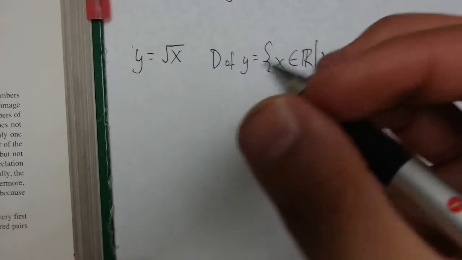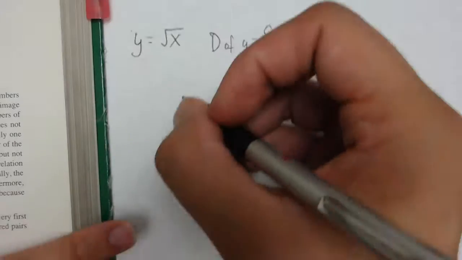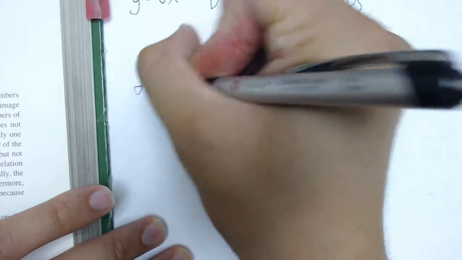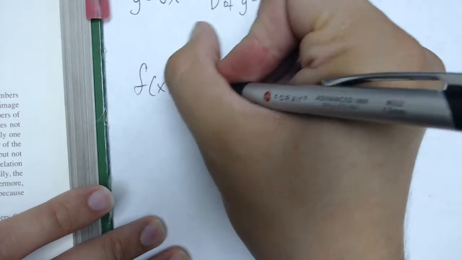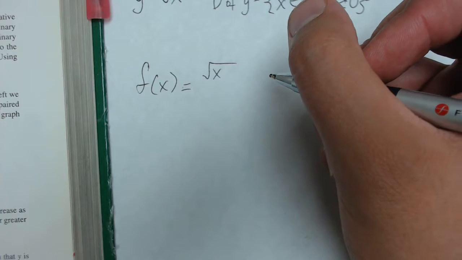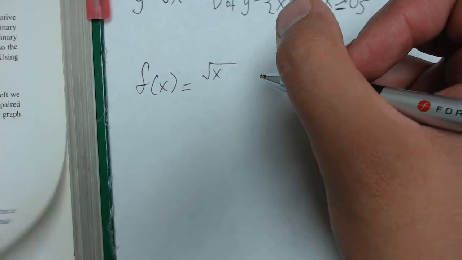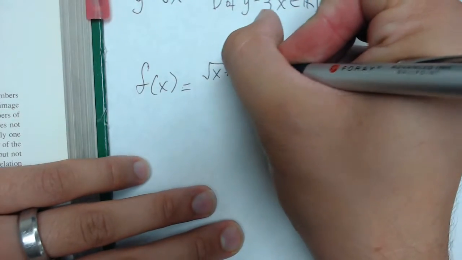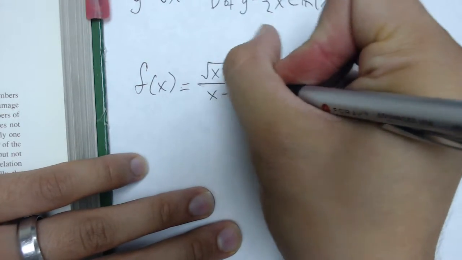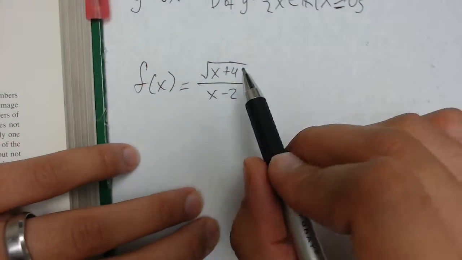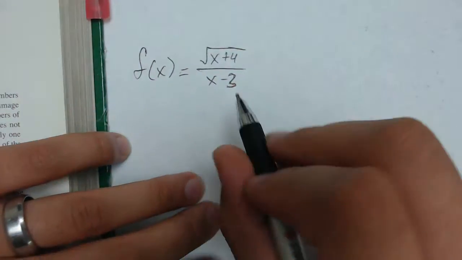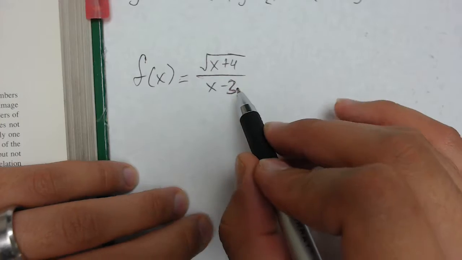Now, your homework's never going to be that easy. They'll have crazy problems like this. If we have the function f of x is equal to the square root of x plus 4 over x minus 2. All right, so let's make this a 3 just to change it up. Now the first thing we see is a fraction and a radical.